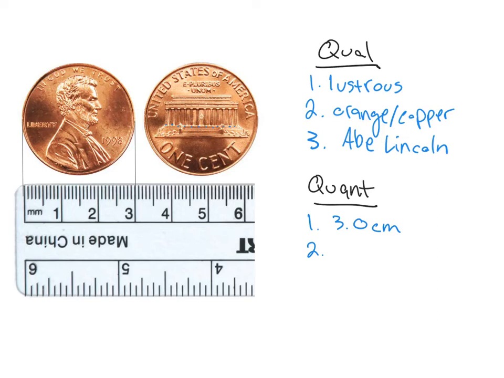My second quantitative observation is if I go through and I count all of these columns, I notice that there are 12 columns in the image on the right hand side, or on the back side of this coin. And also if I put this on a scale, I can measure that it has a mass of 2.5 grams.